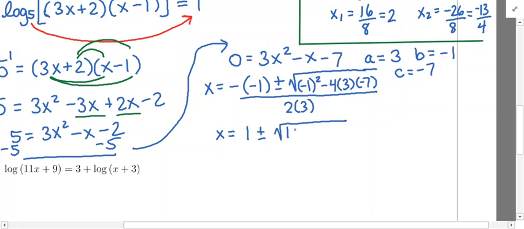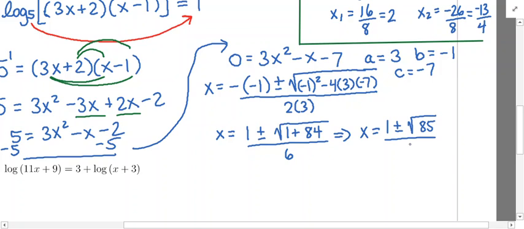Negative times negative is positive. 4 times 3 is 12, times 7 is 84. And the denominator is 6. So if we simplify what's under the square root, our potential solutions in exact form are x equals 1 plus or minus the square root of 85 divided by 6. Okay, and we can't simplify this any further.